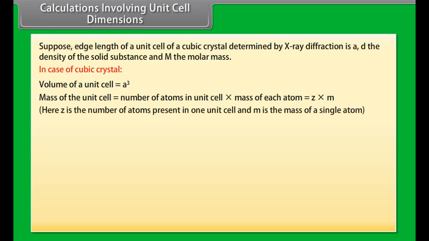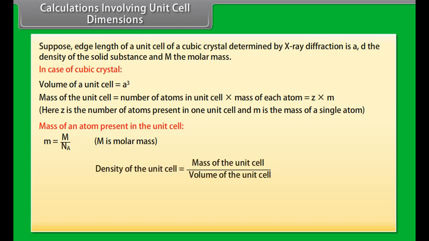Here, Z is the number of atoms present in one unit cell and m is the mass of a single atom. The mass of an atom present in the unit cell, m, is equal to M upon N_A, where M is the molar mass. Density of the unit cell is equal to the mass of the unit cell upon the volume of the unit cell, which is equal to Z times m upon a cubed, which is Z times M upon a cubed N_A. Or d is equal to Z M upon a cubed N_A.